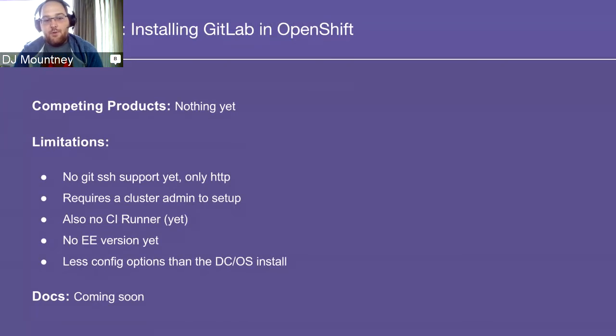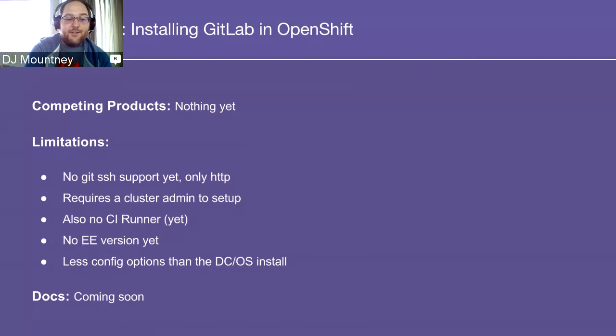In OpenShift Origin, their load balancer, their public load balancer at the very front, doesn't yet support custom ports. It only has port 80 and port 443 open. So there's actually no way outside of the system to do Git over SSH yet. They are working on that, but that's a current limitation. So you can only do Git over HTTP. Another limitation that I mentioned is it requires a cluster administrator to set up.